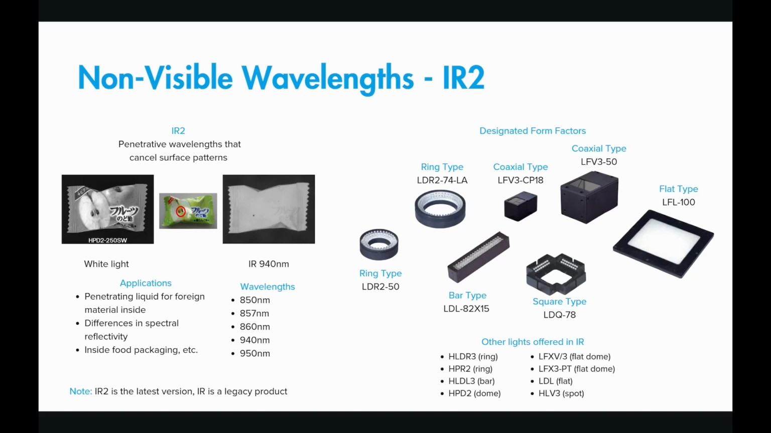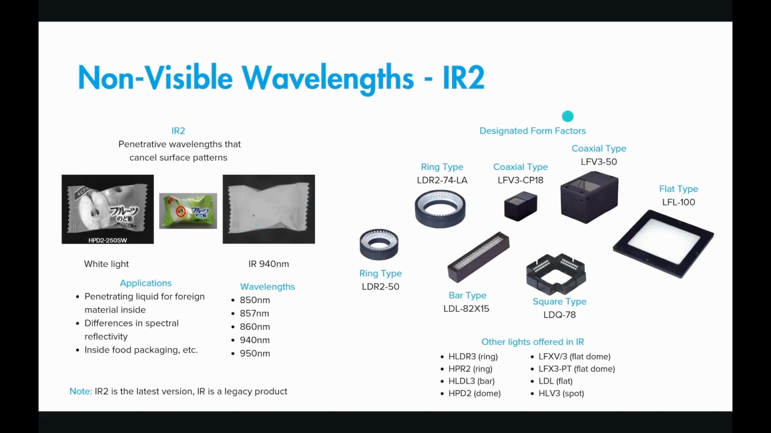So next, moving on to the IR2 non-visible wavelength lights. The IR2 and IR light works where it can penetrate through certain materials and reflect off others. So in this example, we're penetrating through the print, and so we're able to reveal a pinhole.